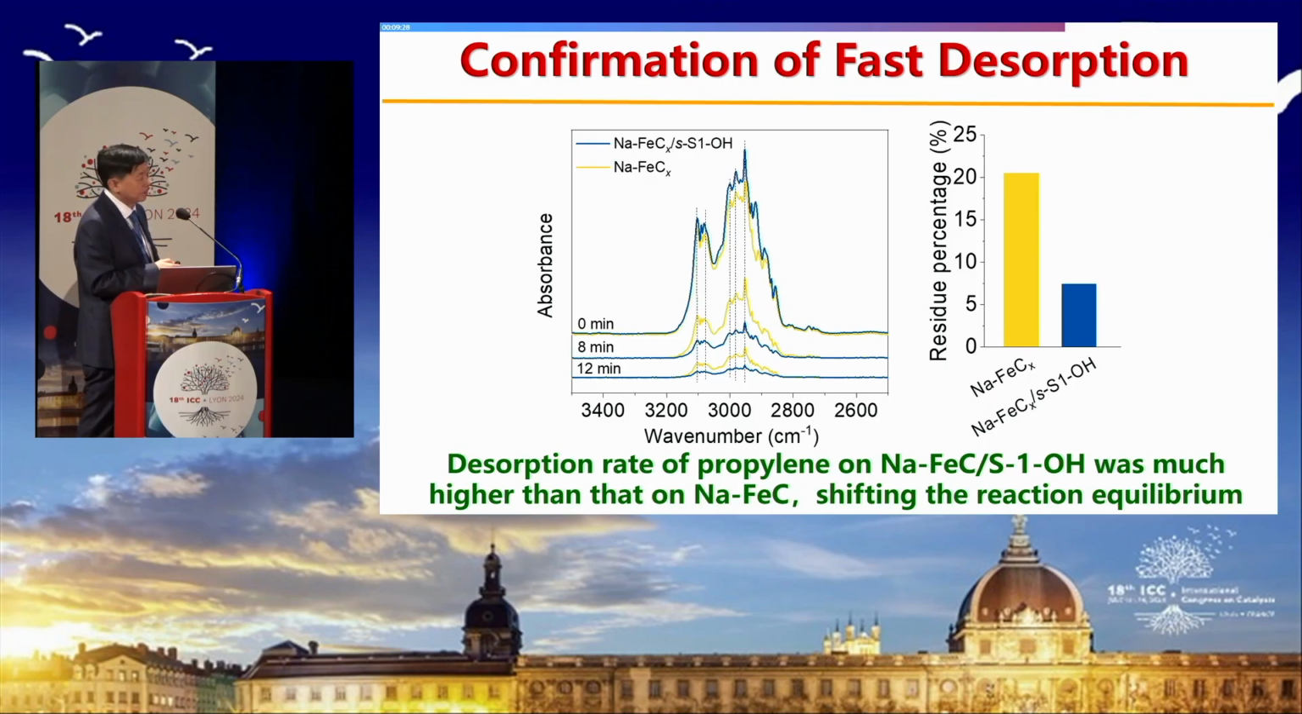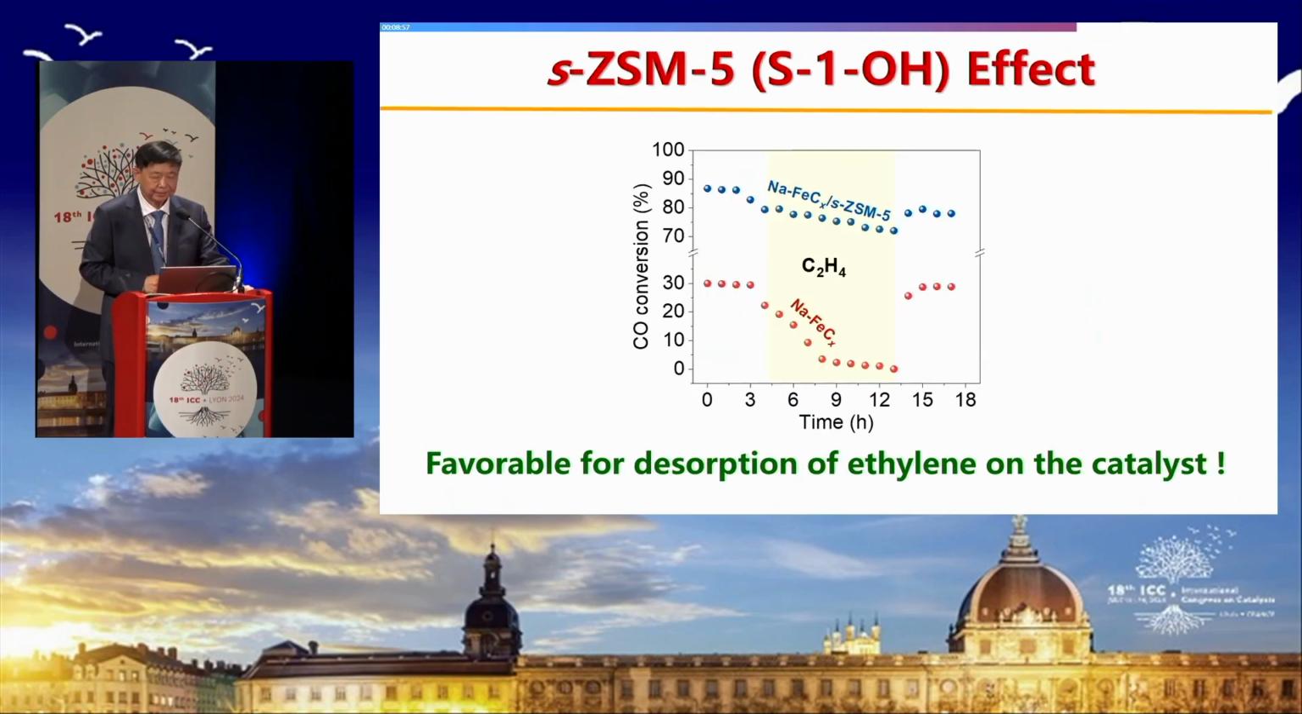This is also confirmed by infrared. Here the intensity is similar at first, but after 12 minutes the physical mixture shows a much weaker intensity. So we found the desorption rate of propylene on the physical mixture was much higher than on the classical catalyst, shifting the reaction balance.